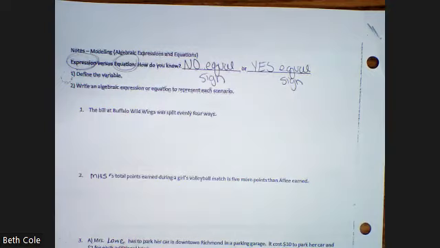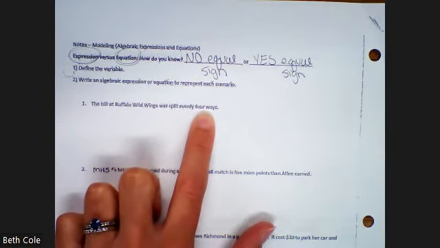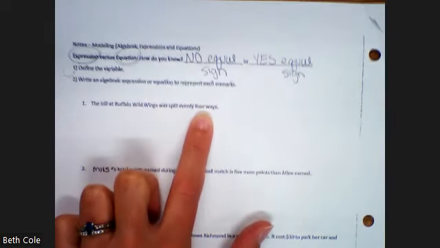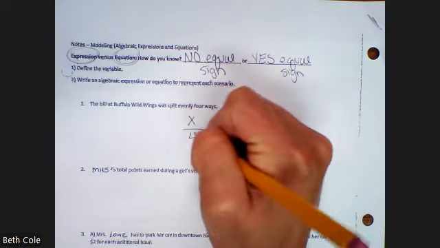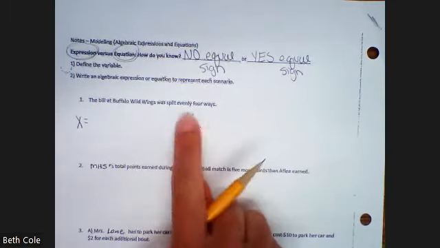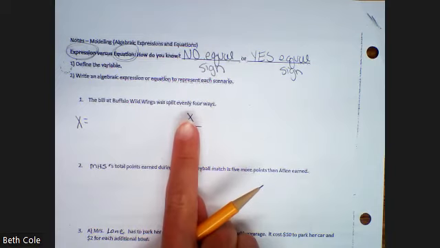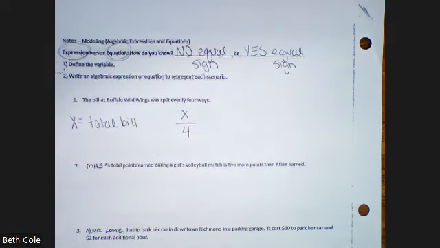So it's just like our translations, right? The bill at Buffalo Wild Wings was split evenly 4 ways. Okay, so you actually already said what it was. It's going to be X divided by 4. Like you're taking the bill and splitting it 4 ways, but you have to define what X is. So what does X represent in that situation? Yeah, like the bill, right? Like the total bill, the total cost. You're taking that and dividing it 4 ways.